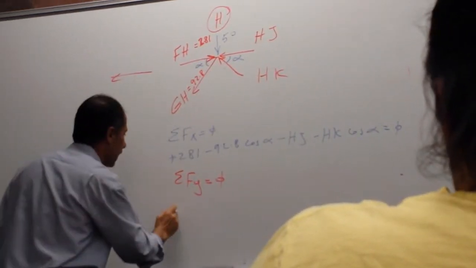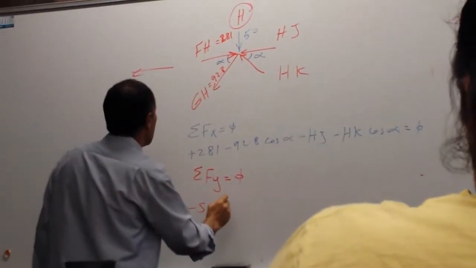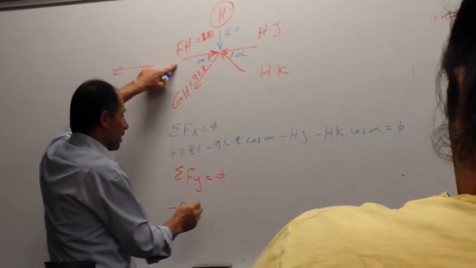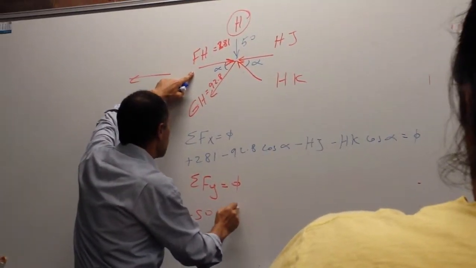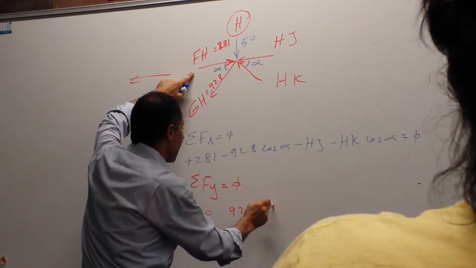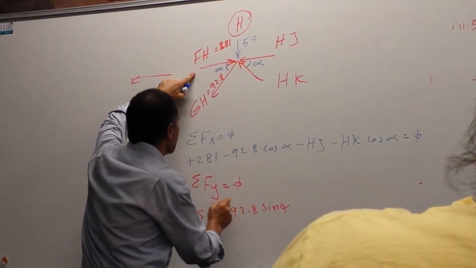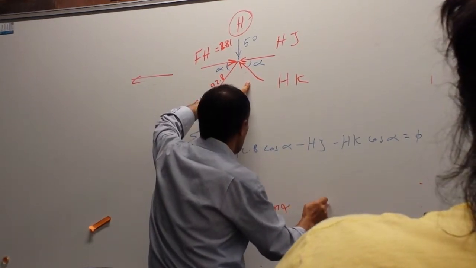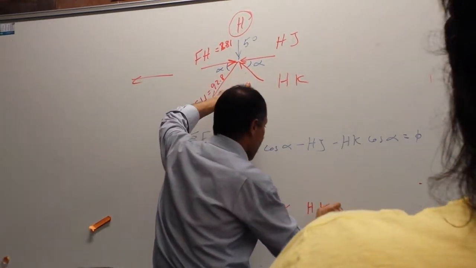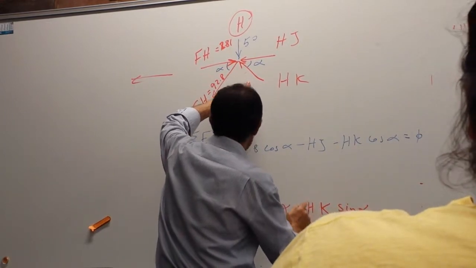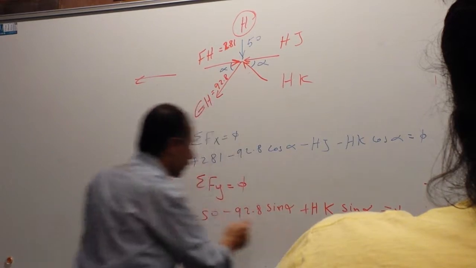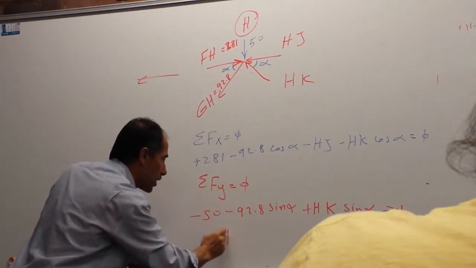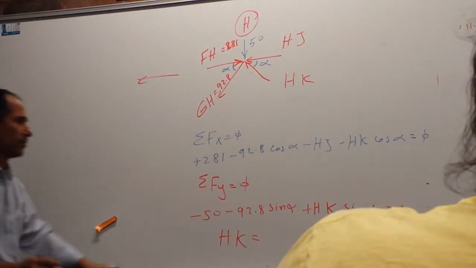Sum of forces on y equals 0: negative 50. This one has nothing to deal with. 92.8 sine alpha is negative. HK sine alpha is positive. Agree? Equals 0. From this equation, I have only HK. What's the value?